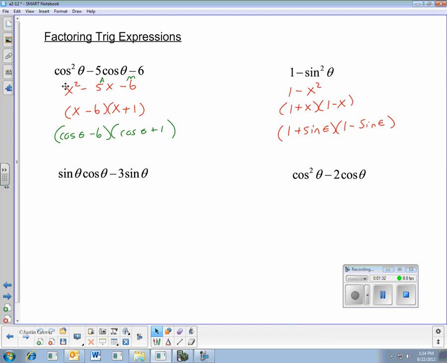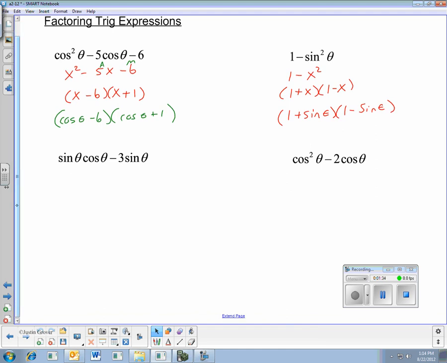Sine theta cosine theta minus 3 sine theta. All right, you see nothing squared, so it's not a trinomial, it's not a difference of squares, so hopefully you can recognize that this is going to be GCF. It's a binomial, and both parts have something in common. Both parts have a sine in common, so I could take out sine theta, and what's left over?